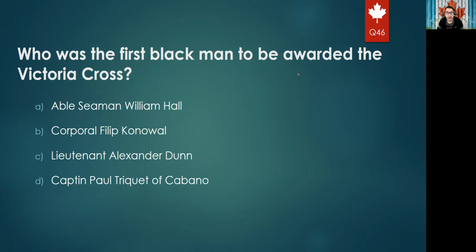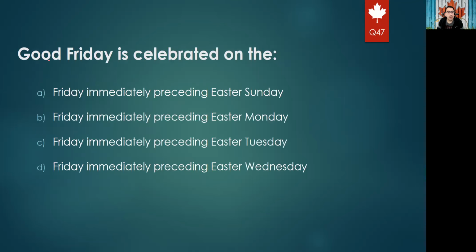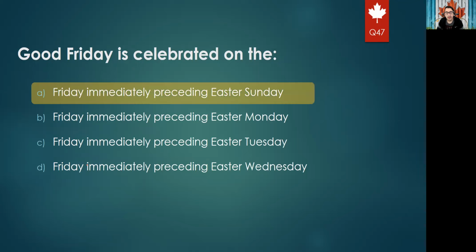Who was the first Black man to be awarded the Victoria Cross? William Hull, Noel, Alexander Dunn, or Capano? Yeah, the right answer is A, William Hull. Okay. Good Friday is celebrated on the Friday immediately preceding Easter Sunday, Easter Monday, Easter Tuesday, or Easter Wednesday? For sure, the right answer will be the Friday immediately preceding Easter Sunday.